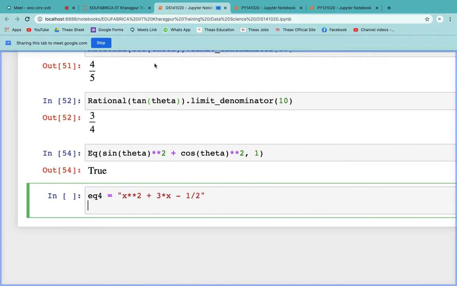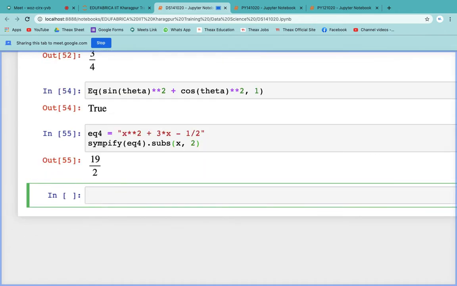But before that, what are we going to do? Using a function, simplify. Simplify of EQ4, first of all. Yes, and then we can substitute x with 2, x comma 2. And 19 by 2 is the result. Alright, so yes, you get the results correctly, right? So that's the thing. Okay, now I'm giving you a good question. You have to find out the result if you try it. Okay, so EQ5, let's write it.